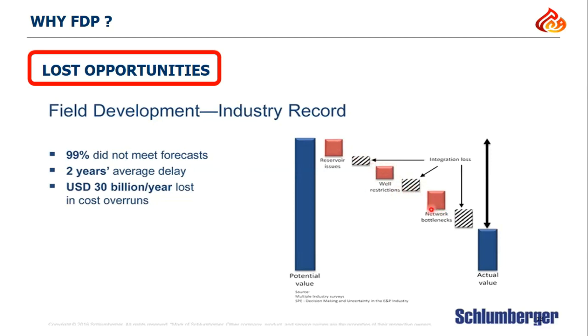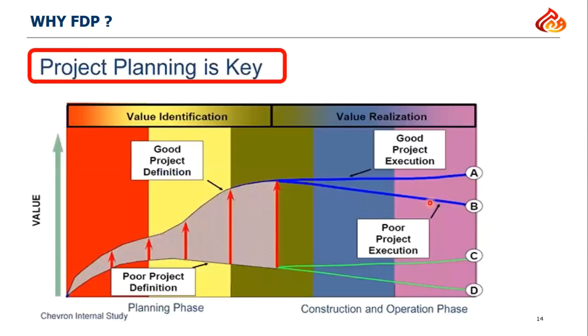So this lost opportunity will make the actual value of my project less than the potential value. This is the potential value, and I cannot reach this target due to improper planning or improper execution.